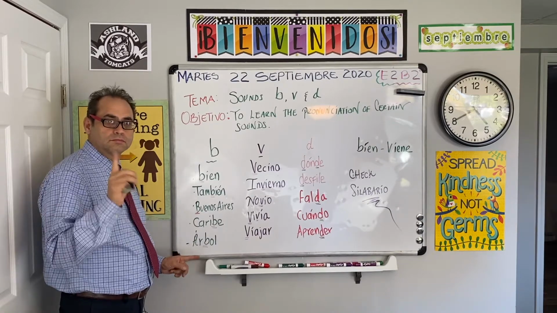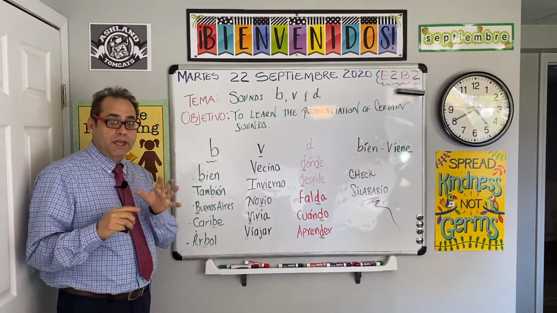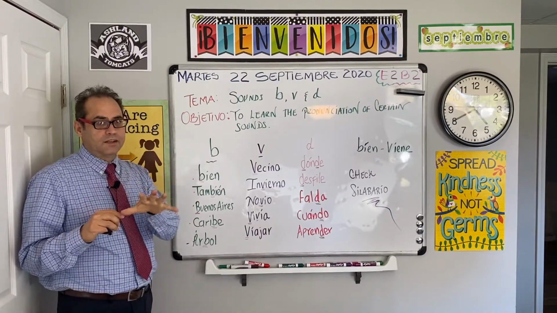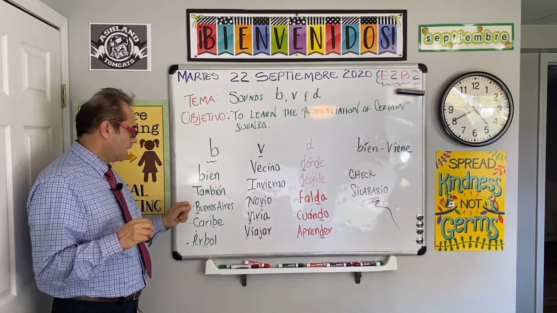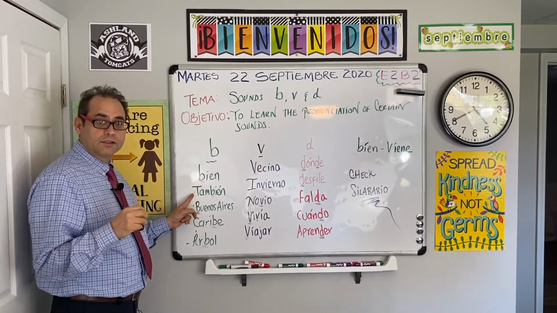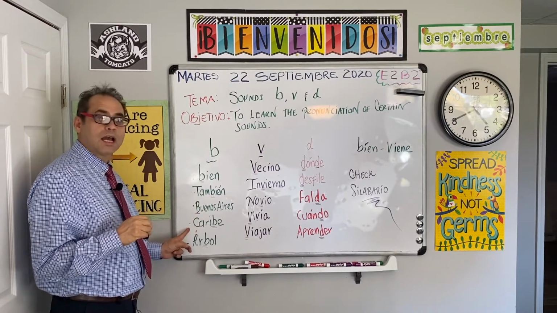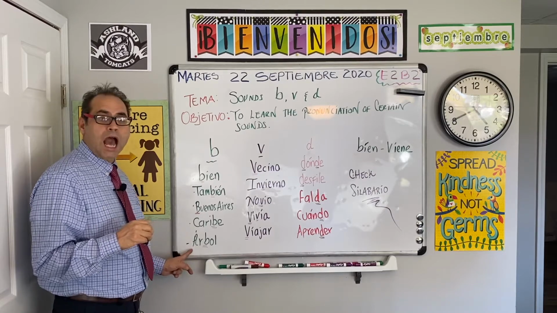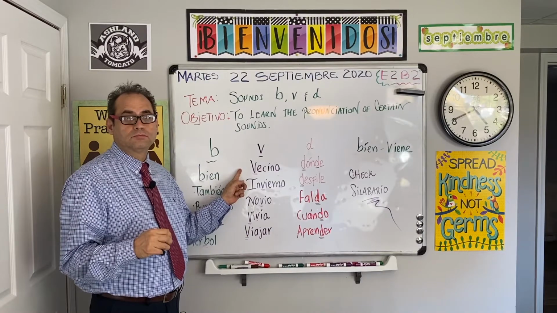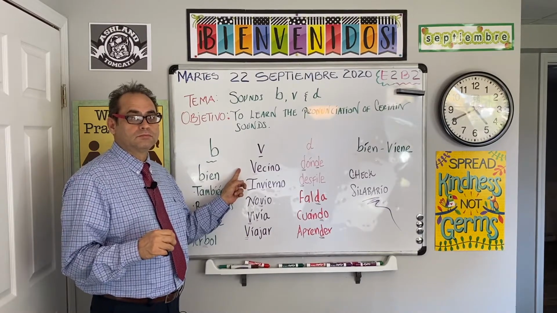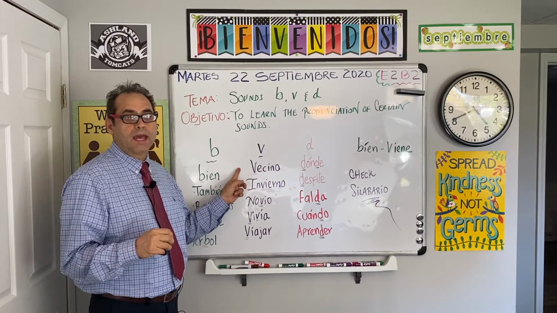Árbol. I'm going to do it again. It's very simple. When the word begins with the letter, it's a little bit explosive and it's stronger, right? Bien. Softer, también. Buenos Aires. Caribe. Árbol. V. Vecino. You don't say vecino, vecino, vecino.